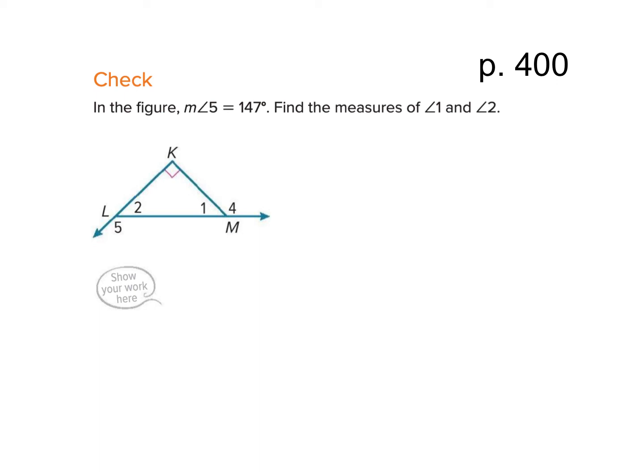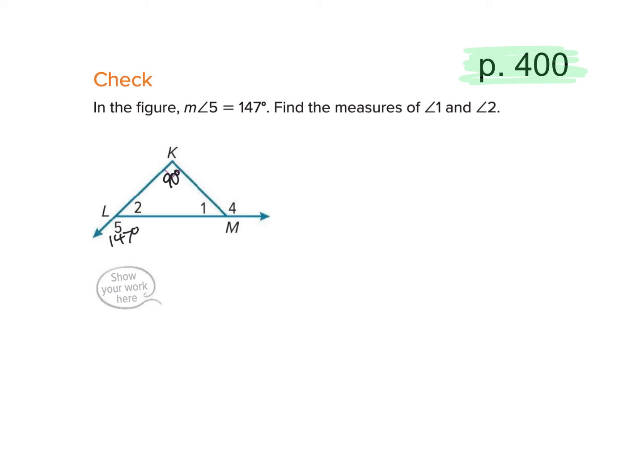So why don't you guys take a look at this one? It's on page 400. I want you to try this one. So pause the video, and then when you're ready to try it or see the answers, push play. All right, it says the measure of angle 5 is 147. So I'm going to fill that in, 147 right here. And that's all I know. Oh, actually I know this one is 90. Okay, it says, can you find the other ones?